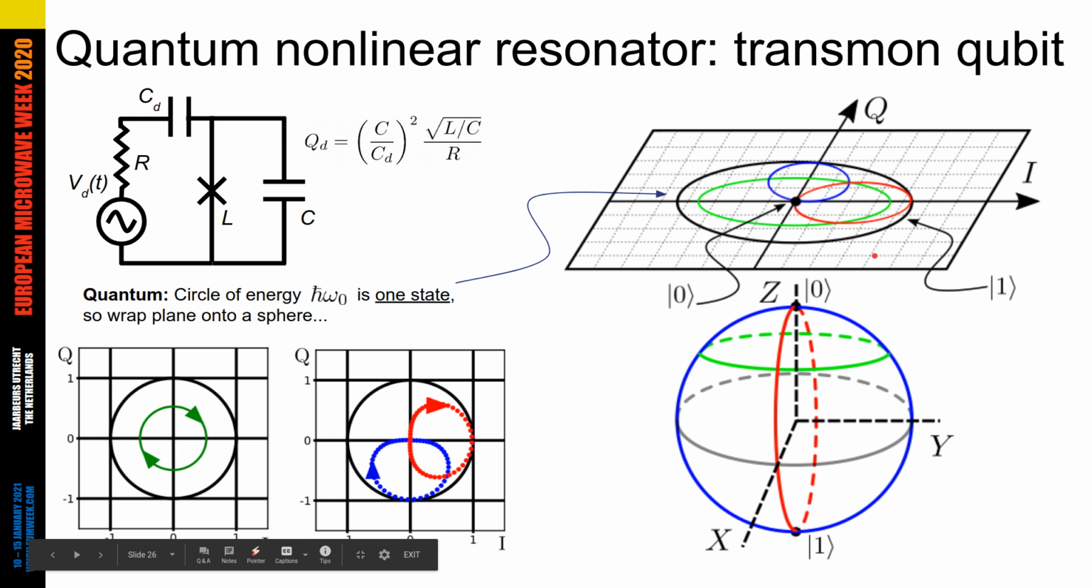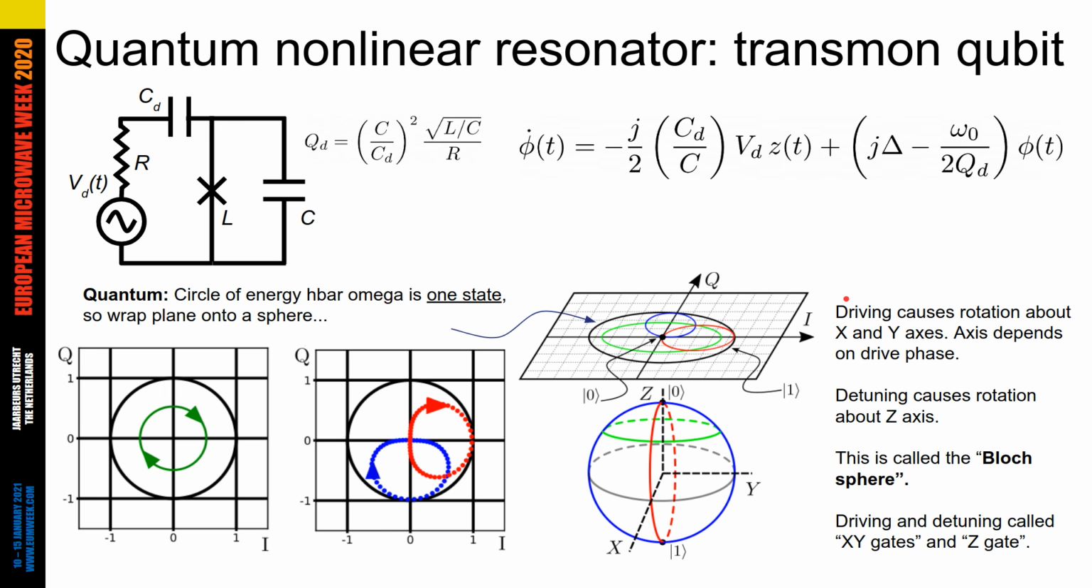As we do this, the trajectories that we had for a detuned or driven resonator also get mapped onto the sphere. So the green circle that went around and around the origin for the detuned case becomes a circle of constant latitude on our sphere. And the red and blue circles, which were the closed loops we got from driving our nonlinear resonator, get mapped into circles of constant longitude on the sphere. So here's the red one, and here's the blue one.